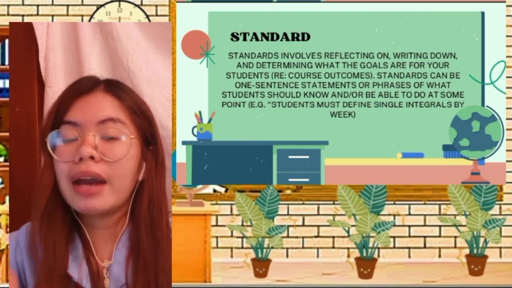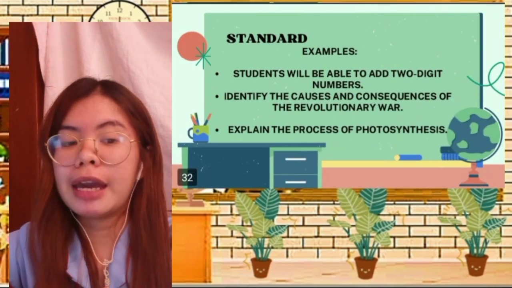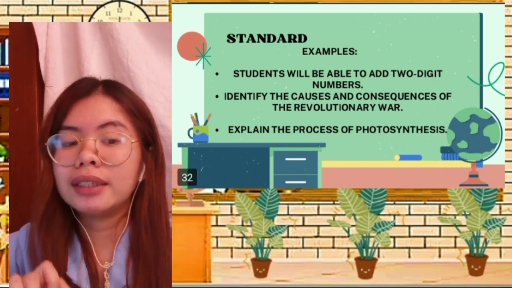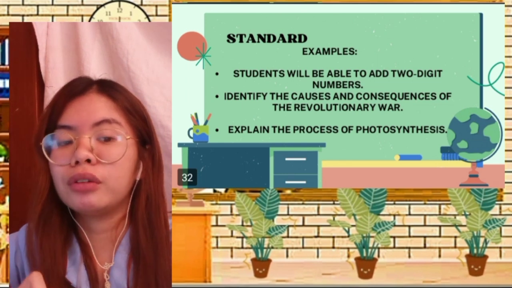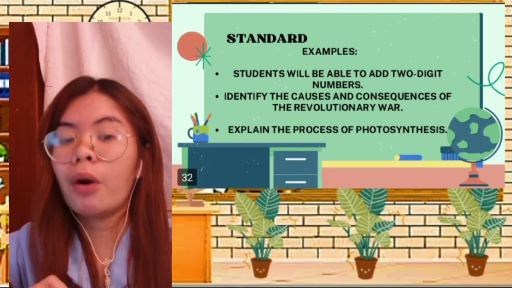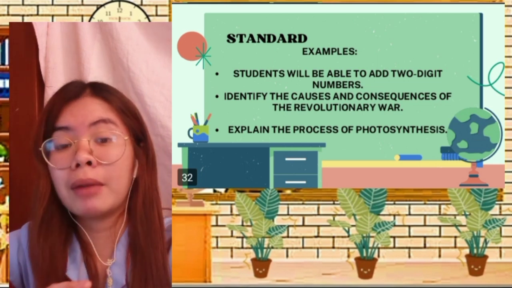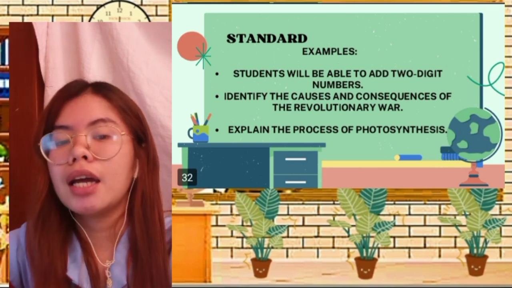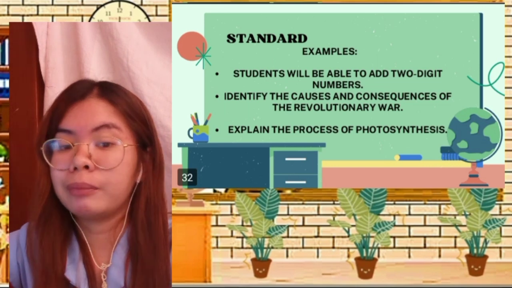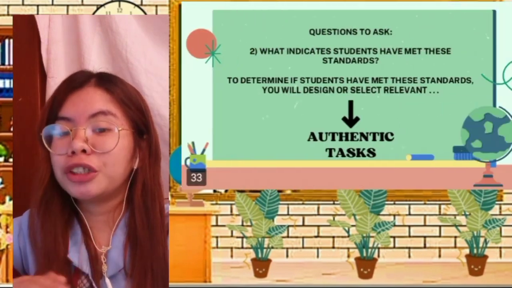So, I have here some examples of standards. First, students will be able to add two-digit numbers, identify the causes and consequences of the Revolutionary War, and explain the process of photosynthesis. So, this is a standard. Later on, when you make an authentic task, you must come up with a standard first, in this form. So now let's move on to the second step, the question to be asked.